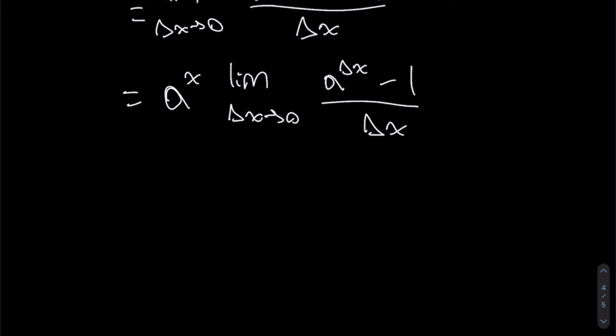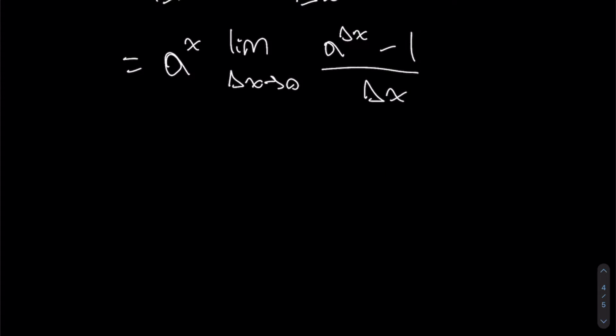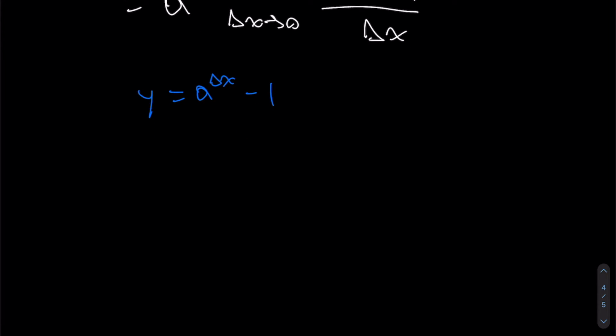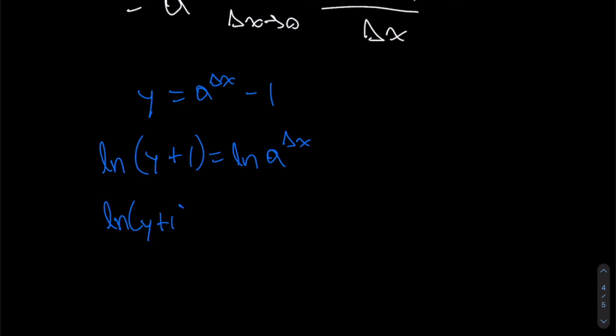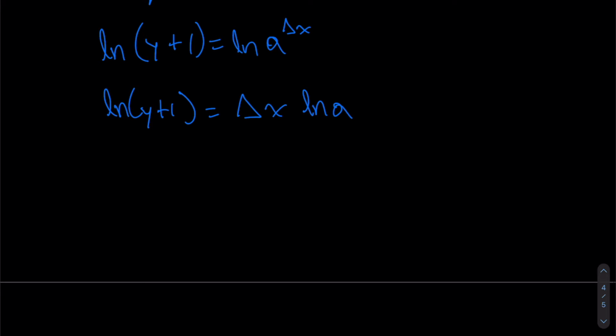The way to do that is to make a substitution. The substitution we're going to make is we're going to let that numerator, a to the delta x minus 1, equal y. Doesn't matter what we call it, I'm going to call it y. So that means that y plus 1 equals a to the delta x. And if I take the natural logarithm of both sides, again I can bring that delta x down. This will be ln a, which means that delta x equals ln of y plus 1 divided by ln a.